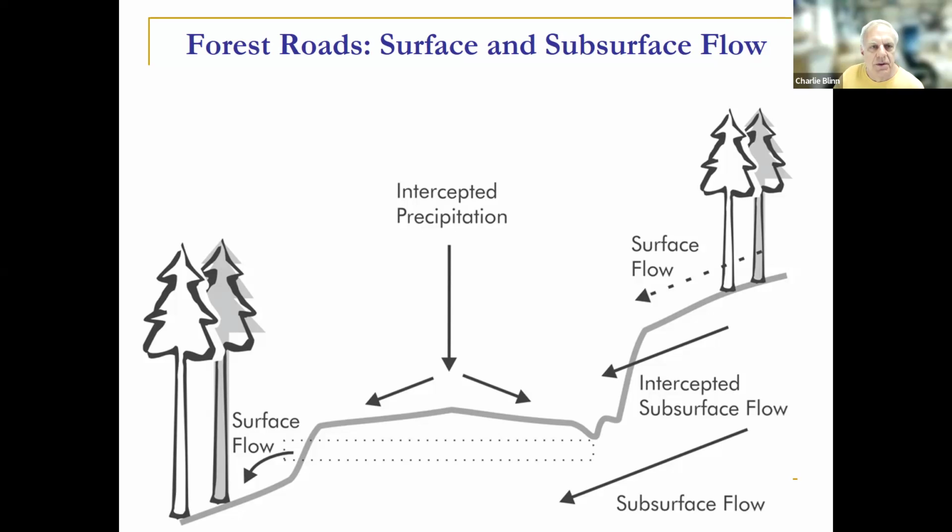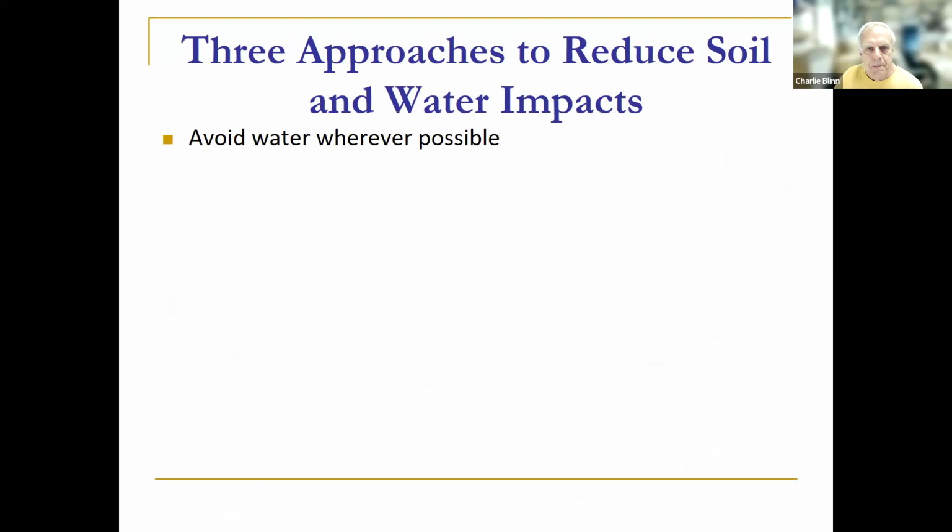So here's an image of a forest road and shows surface and subsurface flow. Some might say that the first commandment for a good road, skid trail or landing, is to get water away from that surface. Remember that water flows downhill. It needs to go someplace, and it's a problem if it isn't flowing. So that water can come from hillsides, it can come from intercepted precipitation from above, and can move downslope also.